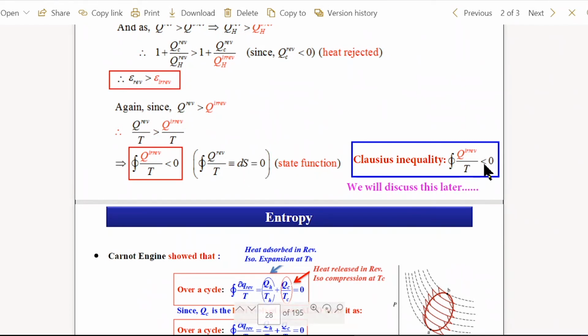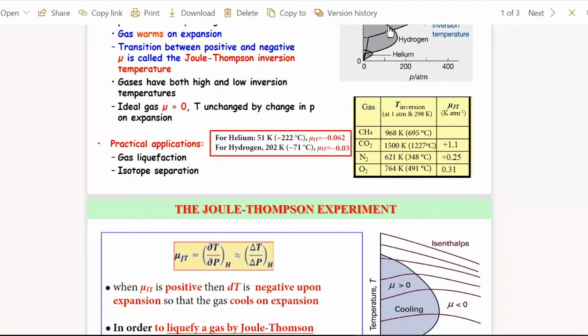Less than or equal to 0 for a complete cycle. If it is reversible, it is equal to 0. If it is irreversible, it's less than 0. Okay. Then tomorrow we meet again.